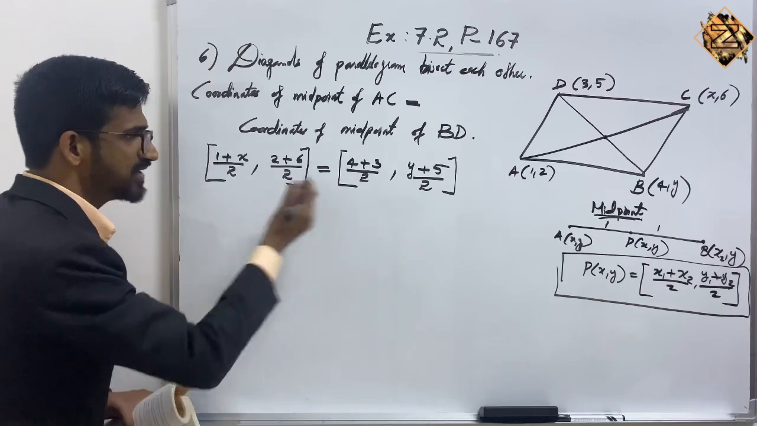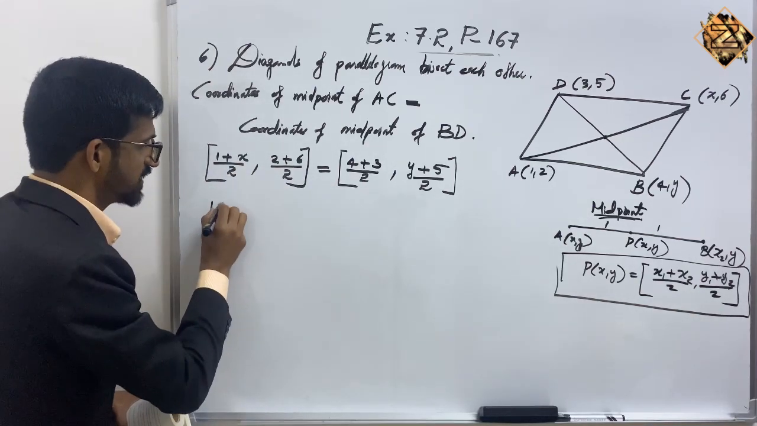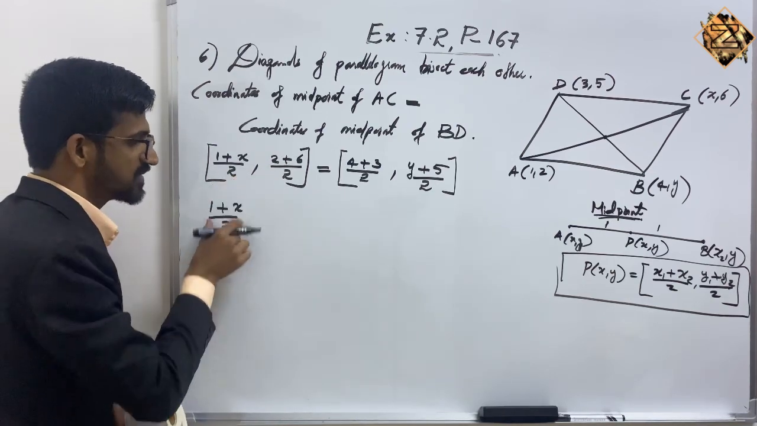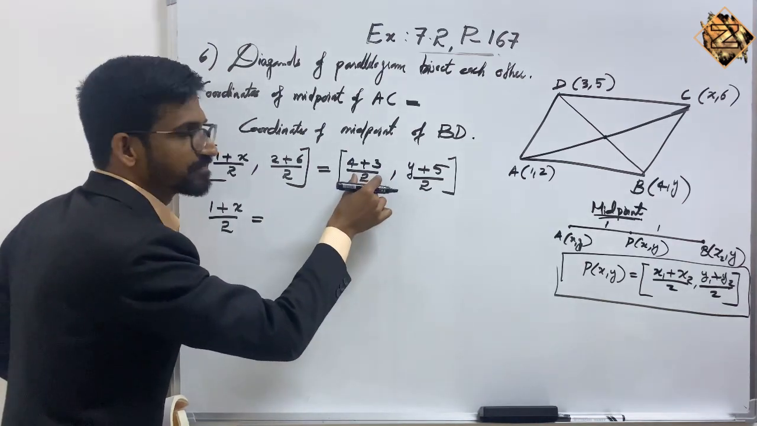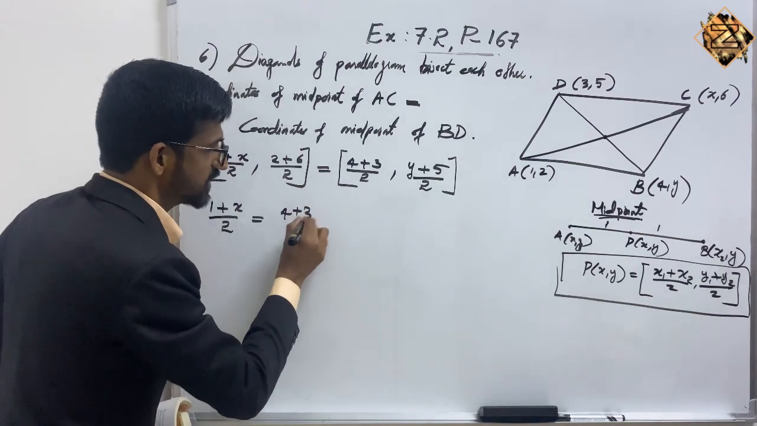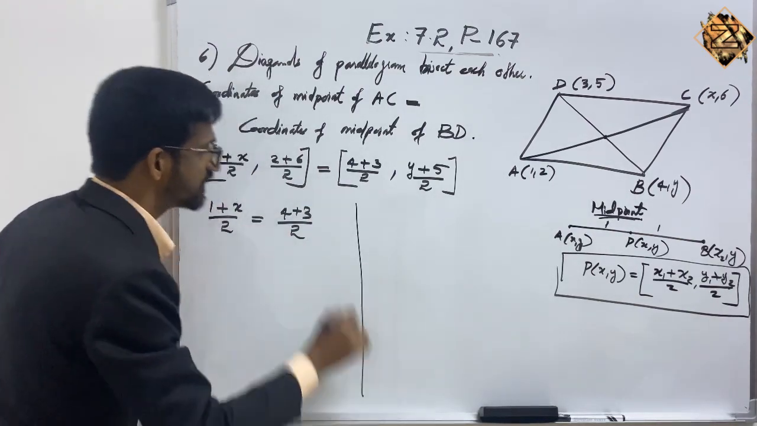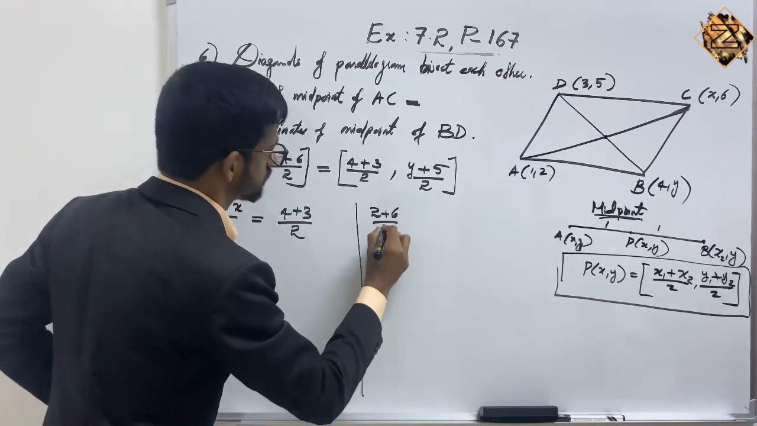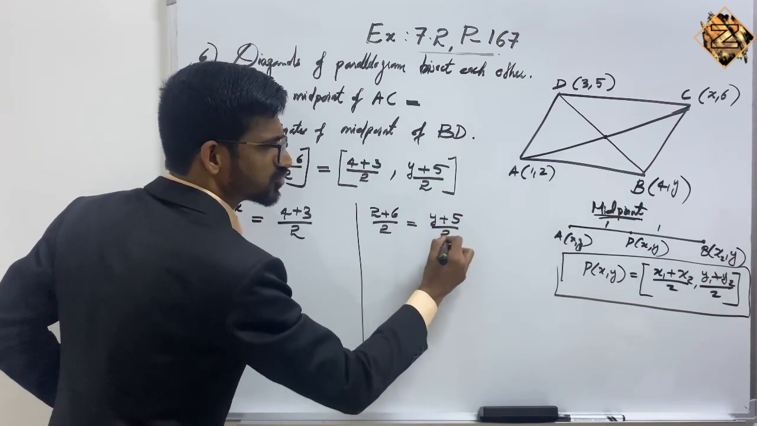So we can equate x to x. The x coordinate of AC, that is (1 plus x) by 2, equals the x coordinate of BD, that is (4 plus 3) by 2. We can equate the x coordinates. Similarly, we can equate the y coordinates also, that is (2 plus 6) by 2 equals (y plus 5) by 2.